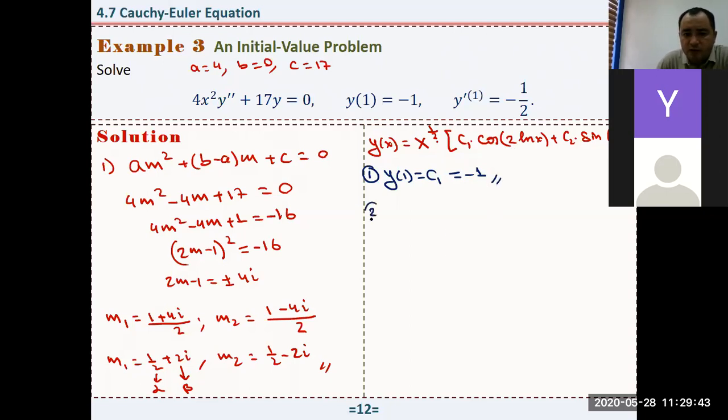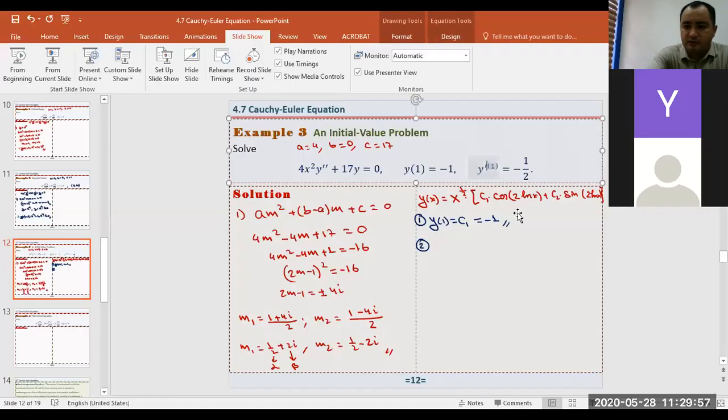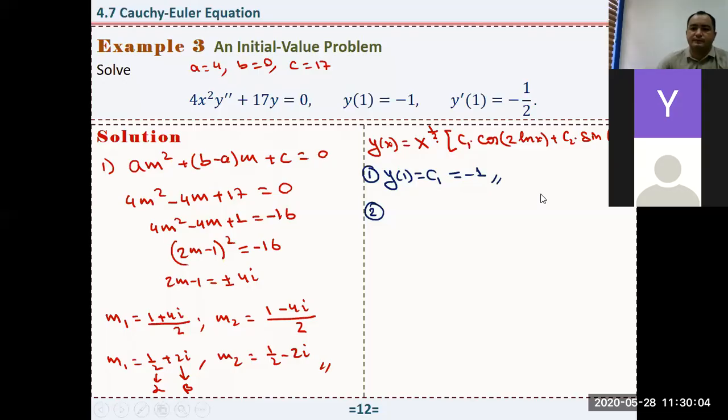Now the second one, we need to find the value of c sub 2. To do this, I first need to differentiate this. So first we need to differentiate this, and after that evaluate the derivative of this function at 1. We will find the value of c2.